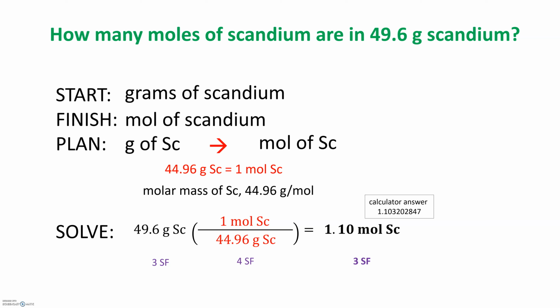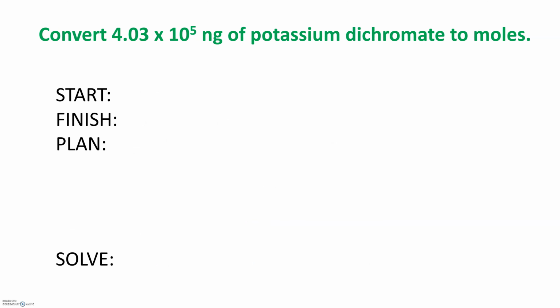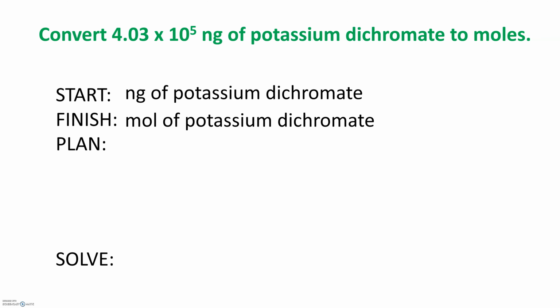All right, ready to take it up a notch. This next problem's a little more challenging. Let's convert 4.03 times 10 to the 5 nanograms of potassium dichromate to moles. All right, so this problem's phrased a little bit differently. It doesn't have a question mark in it. It says convert this to that. Well, the this in this problem, the nanograms, is the starting point. And I'm going to convert it to, so my ending point is moles of potassium dichromate.